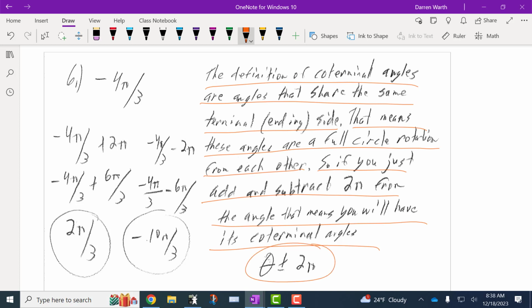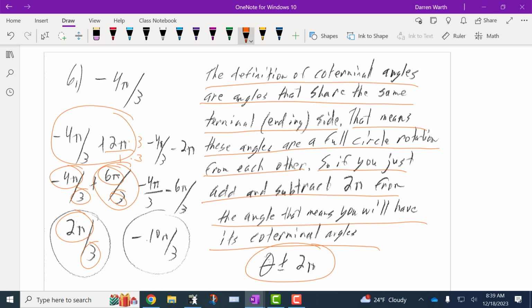So the definition says I'm going to take my angle, which is theta, and add and subtract 2 pi. And so that's what I'm going to do with this problem right here. I'm going to take negative 4 pi over 3 plus 2 pi. So now remember this is over 1. Need a common denominator, so I'm going to multiply by 3. So that gives me 6 pi over 3. I'm just going to add my numerators. Negative 4 pi plus 6 pi is 2 pi. Keep the same denominator, which is 3. That's the laws of fractions.